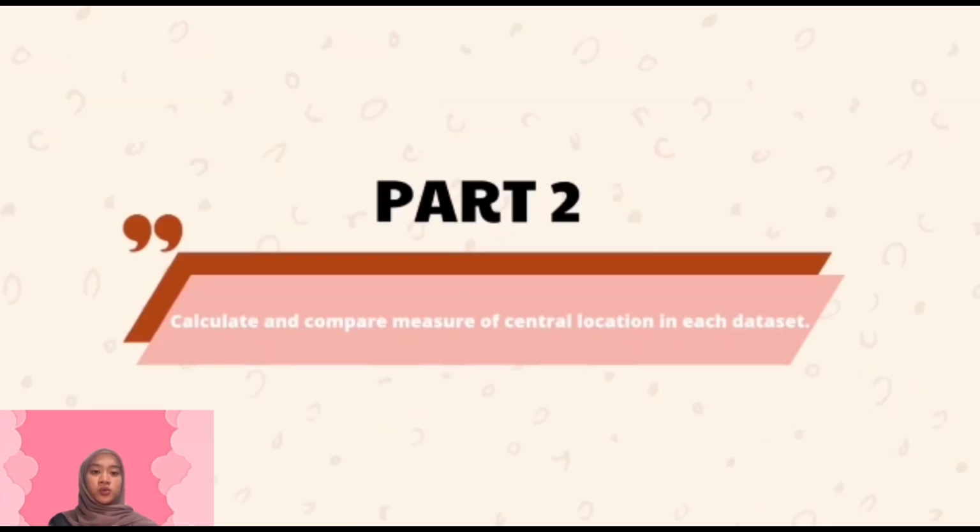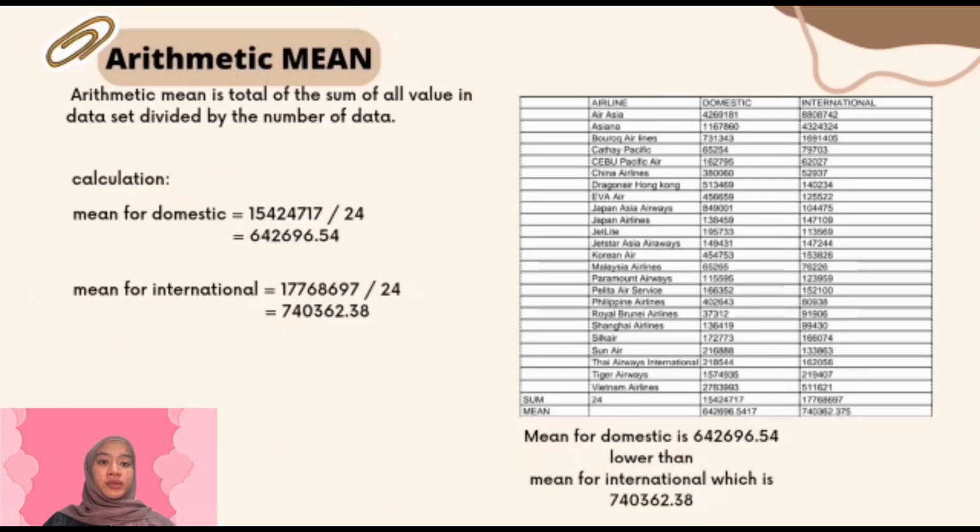Now I will present part 2. The question for part 2 is to calculate and compare the measures of central location in each dataset. The first method is the arithmetic mean. The arithmetic mean is the total of all values in the dataset divided by the number of data points. For this question, the arithmetic mean for domestic passengers is 642,696.54. Next is the arithmetic mean for international passengers.